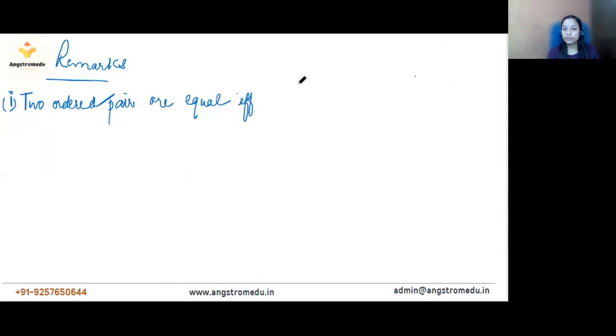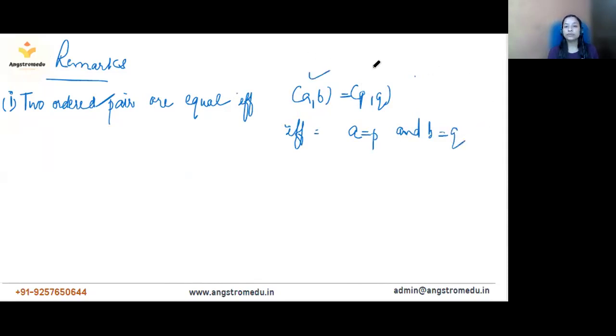So, two ordered pairs, let's say (A, B) is equal to (P, Q) if and only if the corresponding elements are equal. If A is equal to P and B is equal to Q. Only then you can say yes, two ordered pairs are equal.